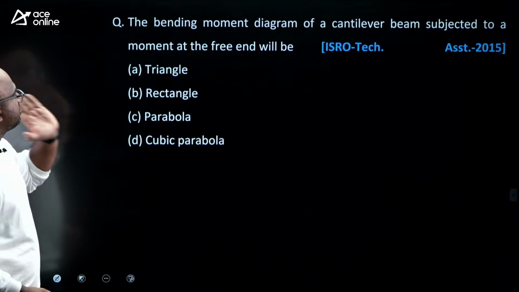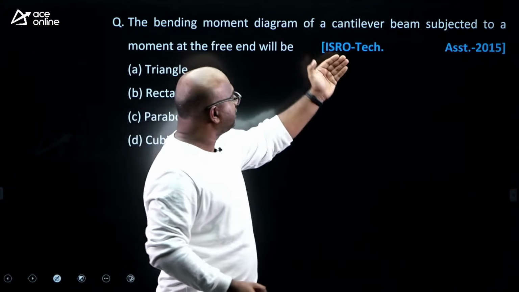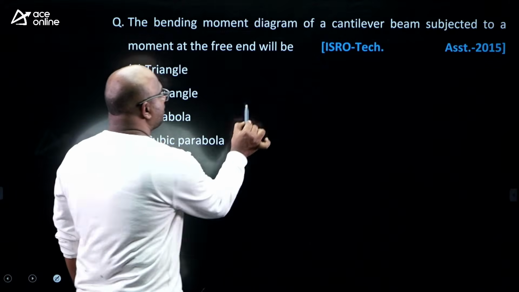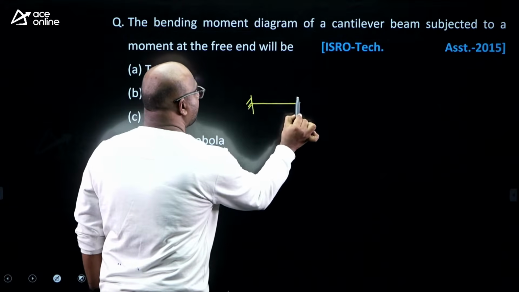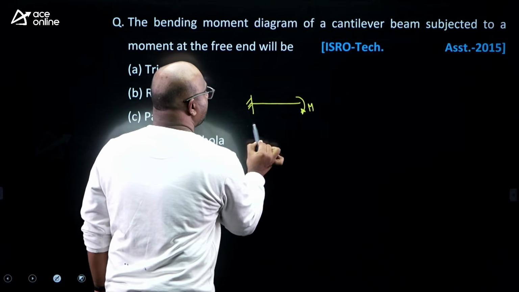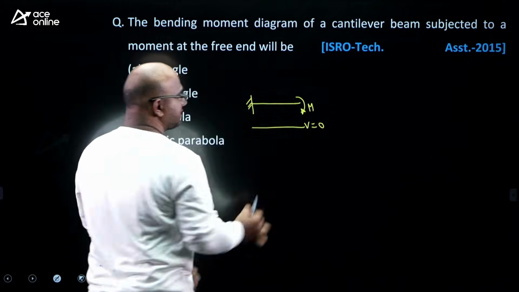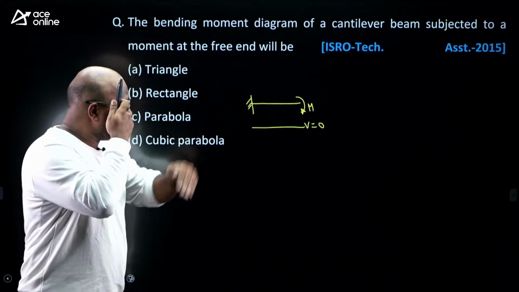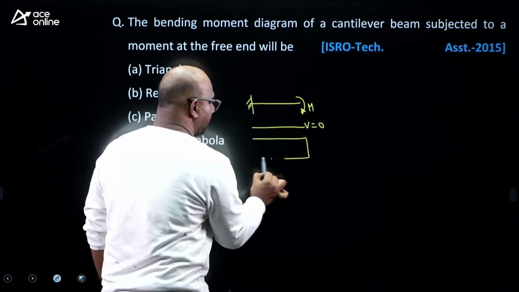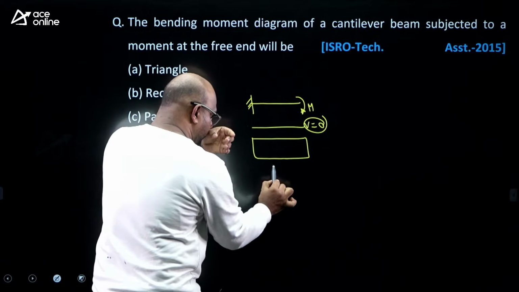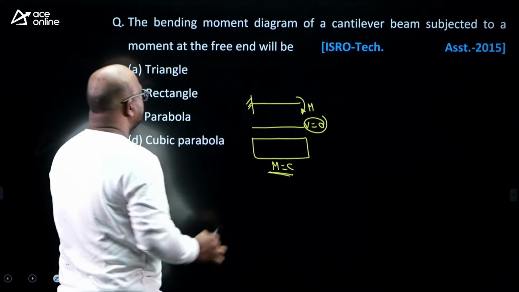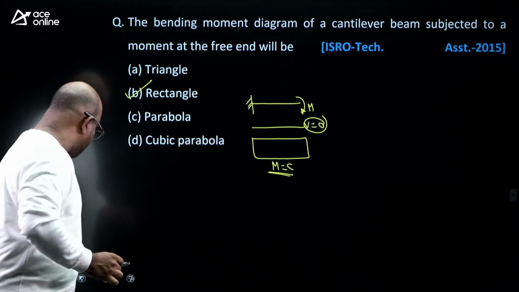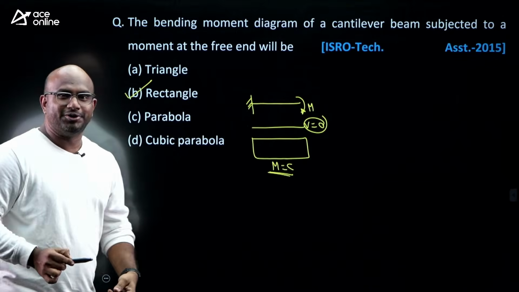Next, the bending moment diagram of a cantilever subjected to a moment at the free end will be, tell me, sir. Whenever a cantilever beam is subjected to a moment, shear force will be 0. The shear force diagram doesn't exist. But listen carefully: the bending moment is completely constant. Remember, wherever shear force equals 0, bending moment is constant. So we get a rectangular variation, guys.